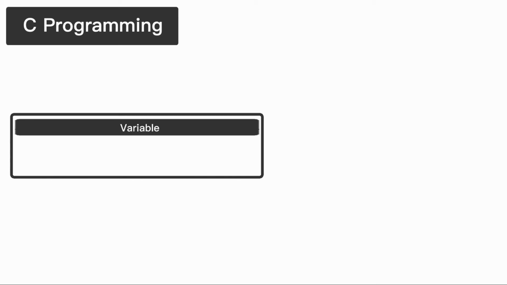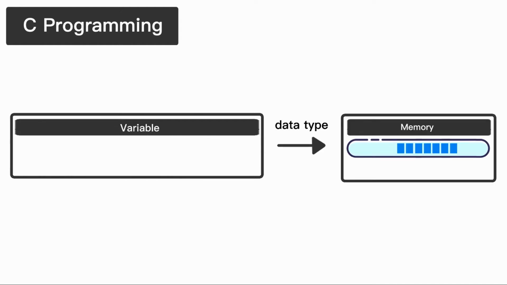Now let's learn what a variable is in C programming. As we can see here, this is a variable. When we declare a variable, the first thing we do is pass the data type to our memory guide. And our memory guide will then allocate some memory spaces for us.